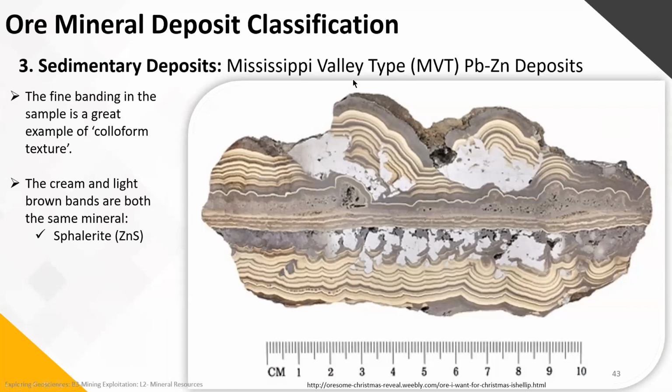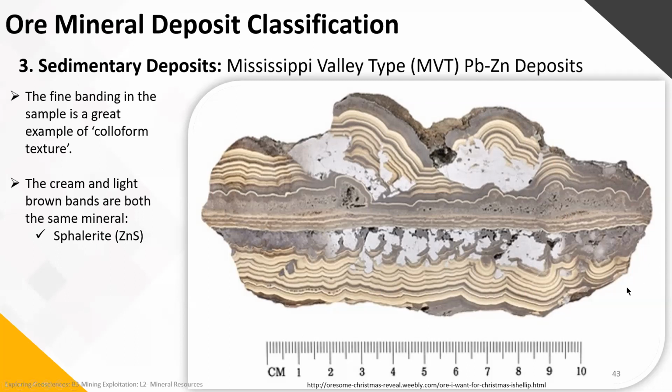The other type, the Mississippi Valley, which is associated with carbonate rocks, you can see the composition of the rock is completely different. The carbonate rocks here are the creamy and light brown bands, and we can see it's our sphalerite, but because of the source, the color is completely different. The textures are completely different, mainly with the colloform texture. Colloform texture is the color texture we see undulating here.